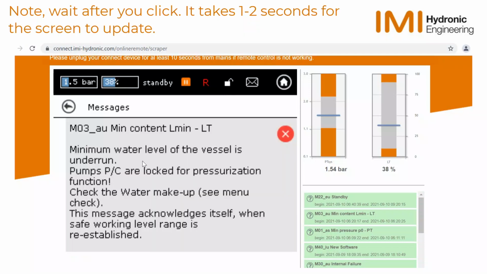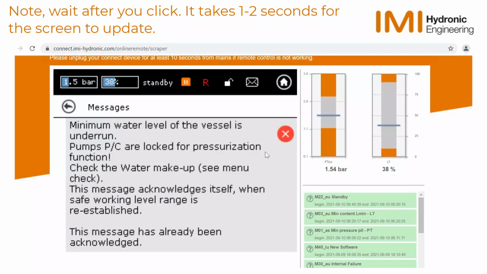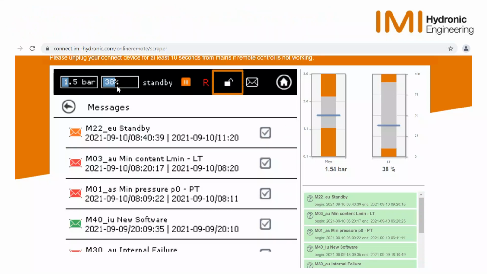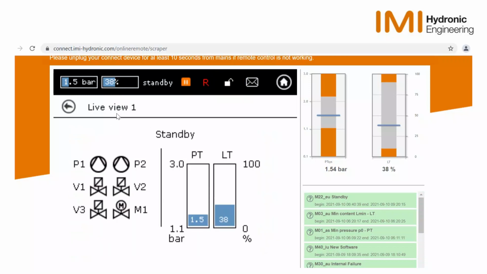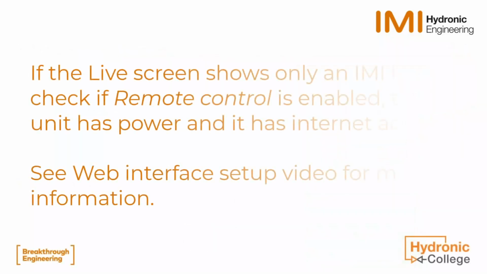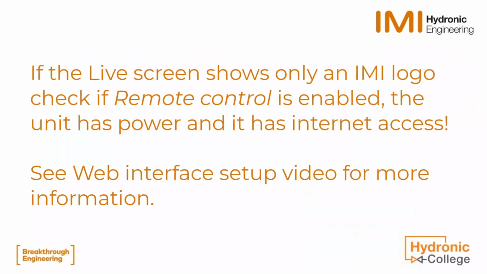Communication needs 2-3 seconds to refresh the screen. Click once, then wait a few seconds for the screen to update. If you want to adjust the settings remotely, don't forget to disable the keylog. You would see an orange IMI Hydronic logo instead of the BrainCube screen if remote control is not enabled on the unit or the unit lost connection.